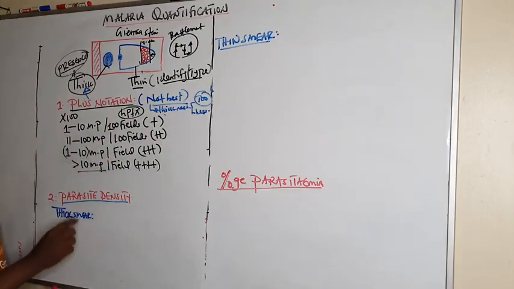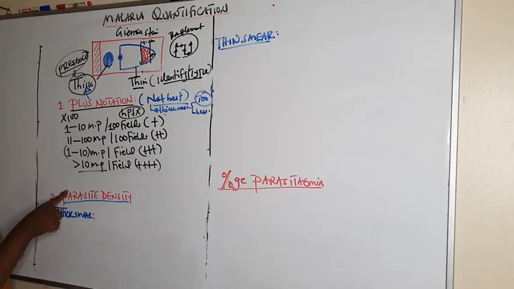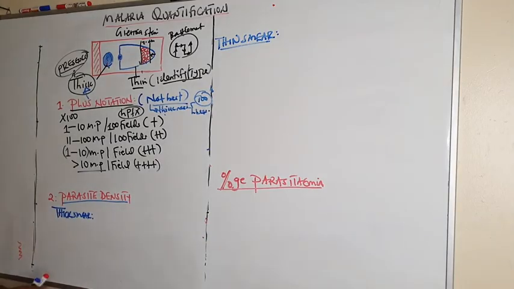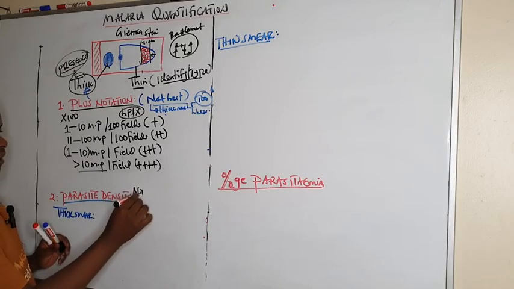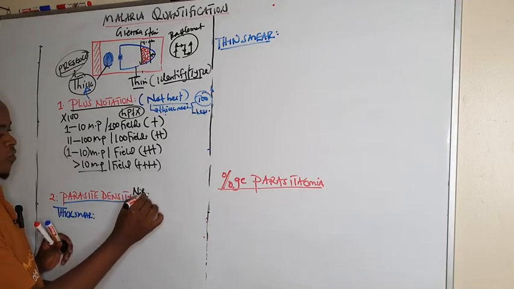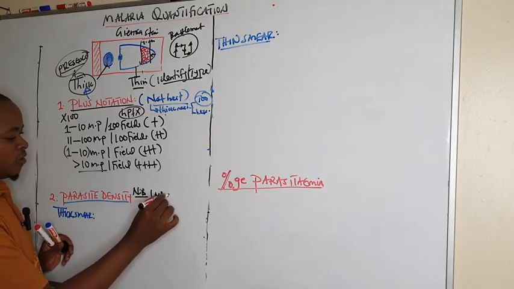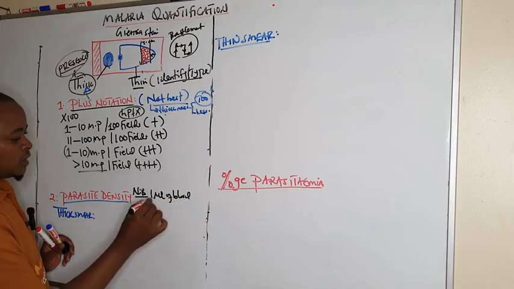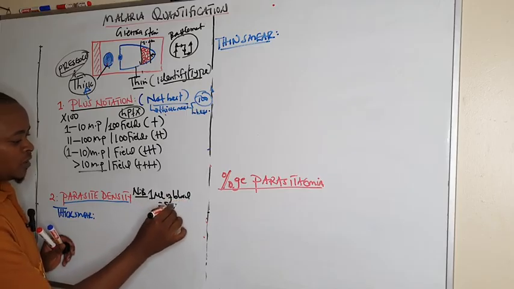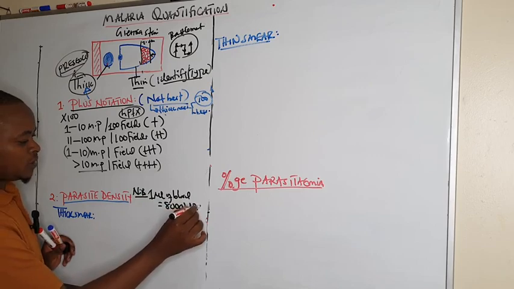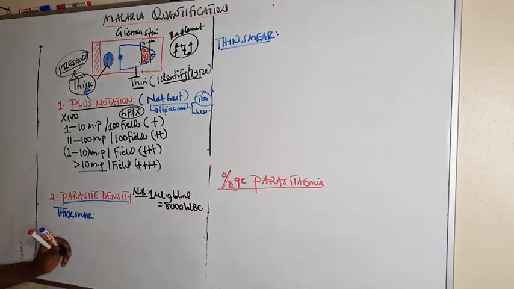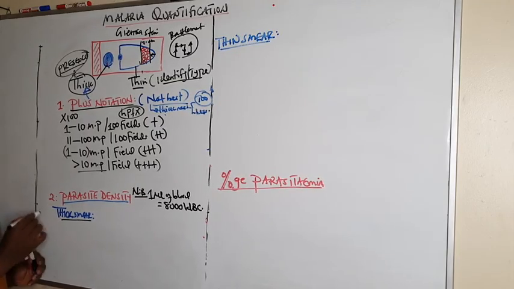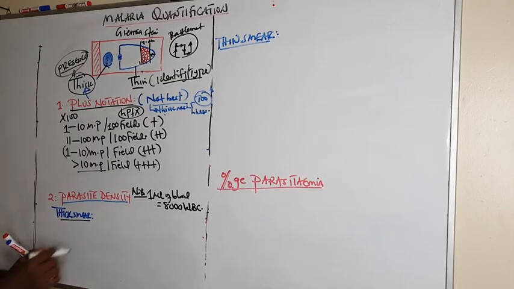So after doing this, now we are going to look at how we can determine parasite density. And for this parasite density, I want you to first note that we approximate that per microliter of blood, there are 8,000 white blood cells. So when we are using a thick smear, we approximate that 1 microliter of blood has 8,000 white blood cells.